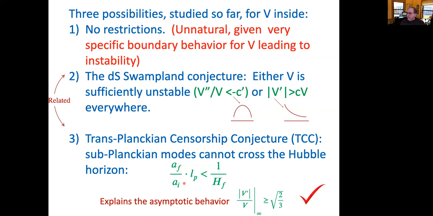If the universe starts with a radius A initial and grows to A final, the fluctuation of length Planck gets magnified by a factor of AF over AI. We want to say that this length is less than the Hubble horizon at the end, which is 1 over H, where H is the Hubble constant at its final value. Naively this has nothing to do with V, but you can consider a potential and insist that this never gets violated. What you find is that this condition alone explains the asymptotic behavior that has been observed in string examples. Just because of this condition, you can derive that V prime over V is bigger than or equal to square root of 2/3. So we now have an analytic explanation of this square root of 2/3 from a simple looking principle.